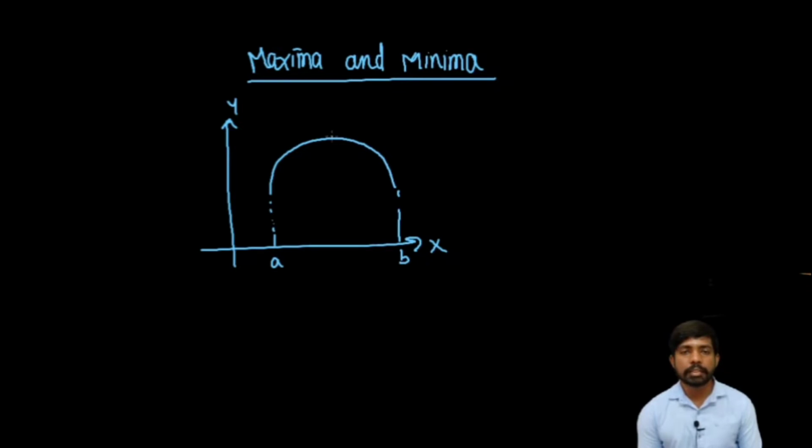Visually we can say that this is a peak point, right? Let us say this point is peak point P. Now this point we call a maximum point, and the corresponding function value is f of P. Here P we call a point of maxima.